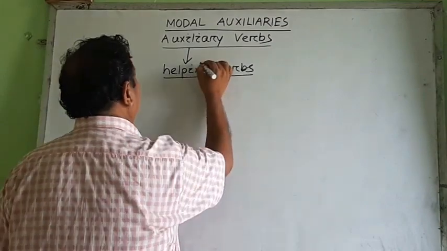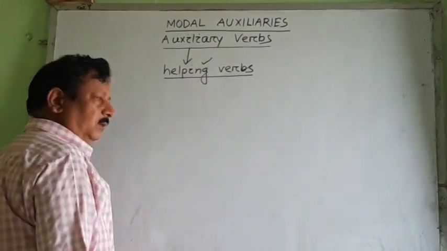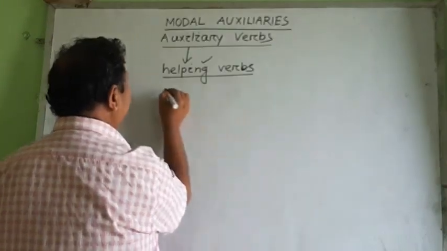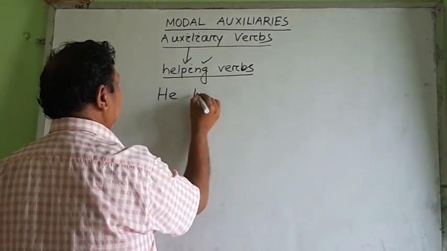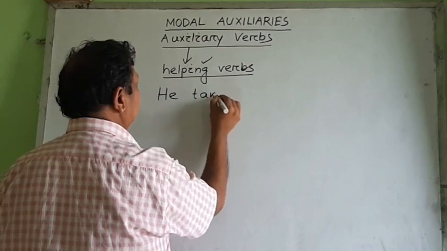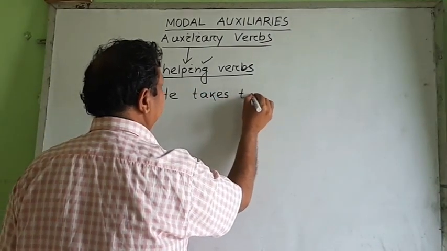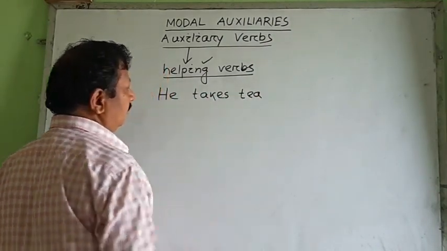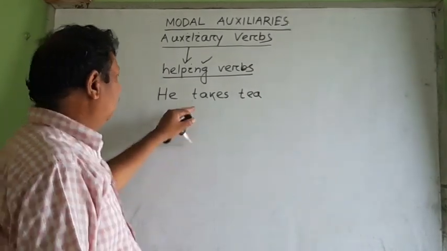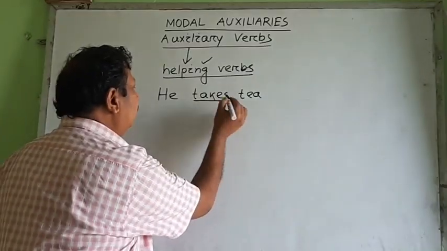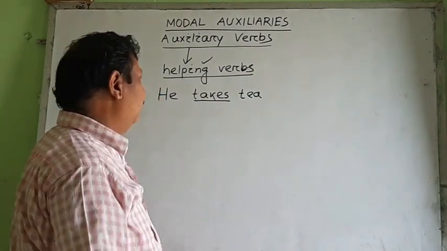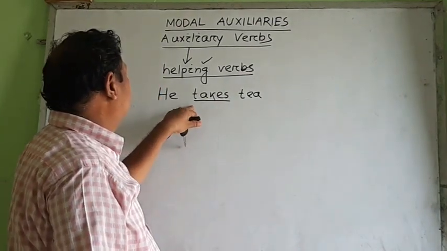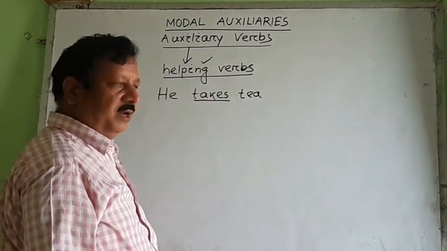Suppose, what is a helping verb? Let you know that when we write the sentence, suppose he takes tea, then it is the main verb. It does not take any sort of help from any helping verb. Rather, he takes tea, it is the main verb.